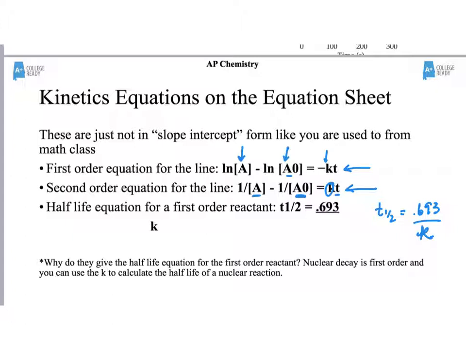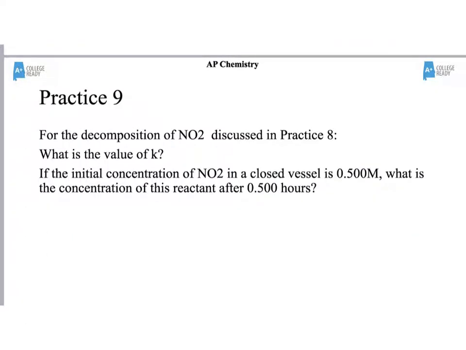Quick, we can use this equation for the line, and then we can answer the second part of the question. So for this problem, we're going to look at the decomposition of nitrogen dioxide that we already looked at the graphs for, and calculate the little k, and then use the information from the graph to use the equation for the line and look at the concentration and the time and figure out what the concentration will be at a future time point.